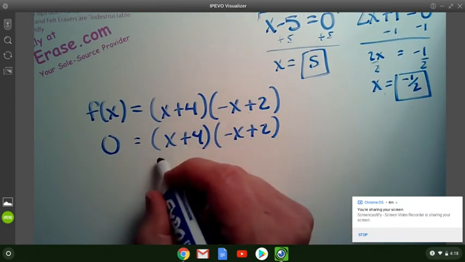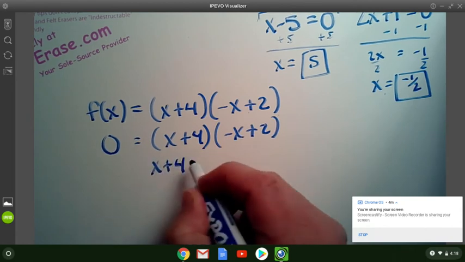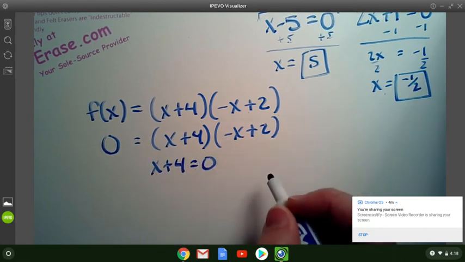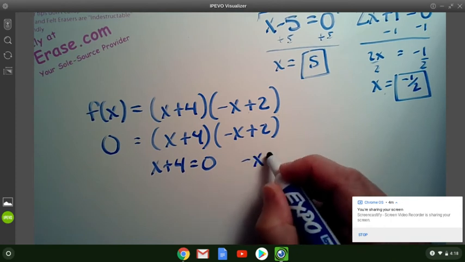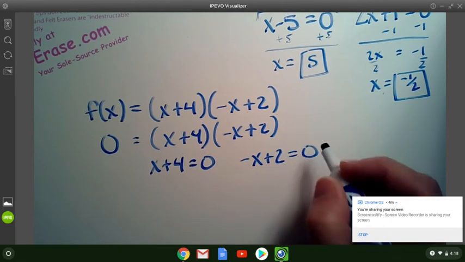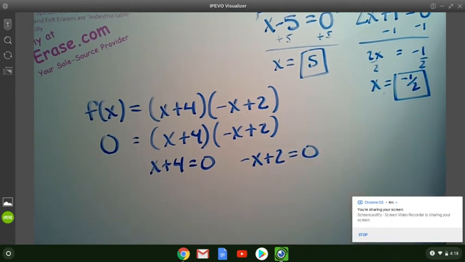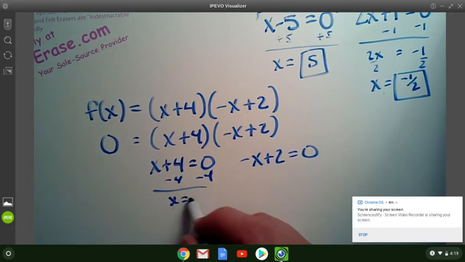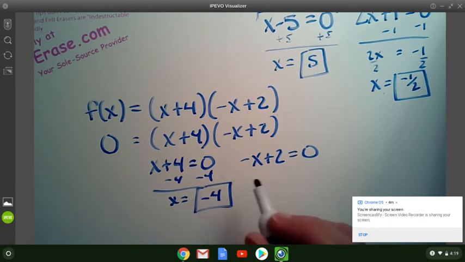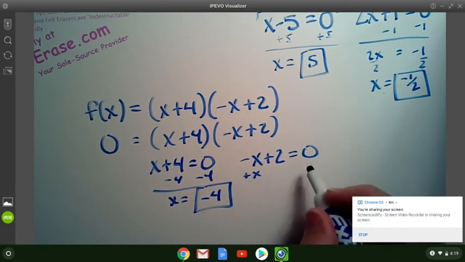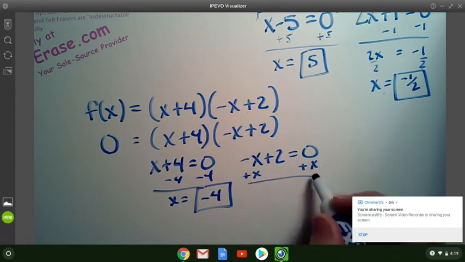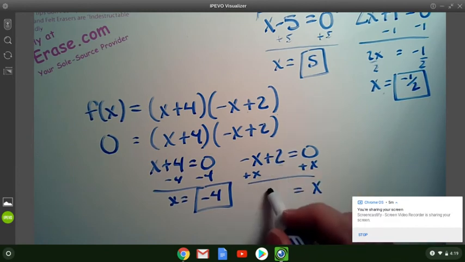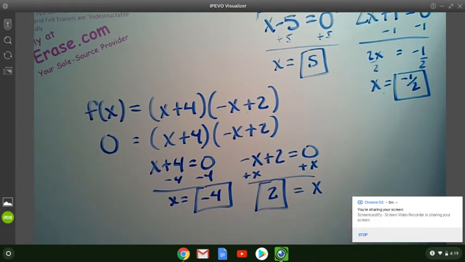So we're going to take the first factor, x plus 4, and set it equal to 0. We're going to take the second factor, negative x plus 2, set it equal to 0, and now we're going to solve the two equations. Subtract 4 from both sides, x equals negative 4. I'm going to add x to both sides. I'm going to save a step by doing that. X over here equals 2. Two solutions. We've got it.